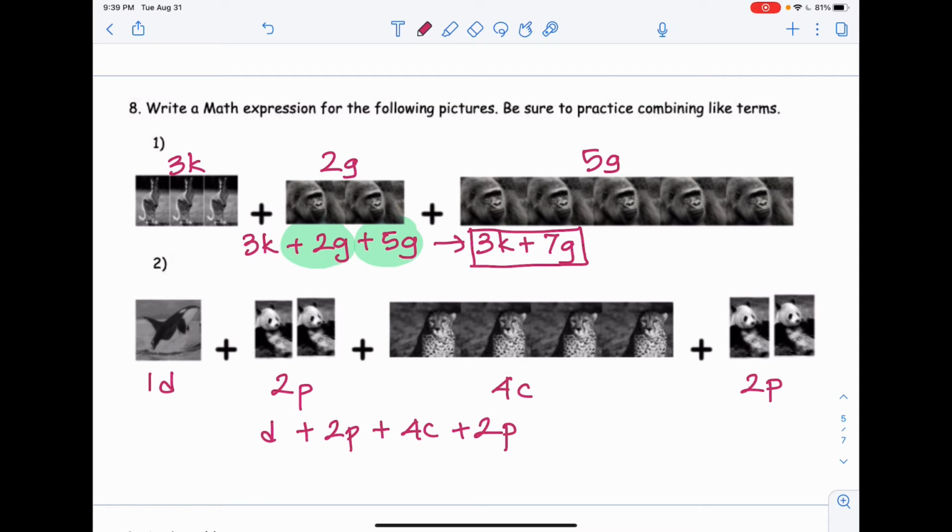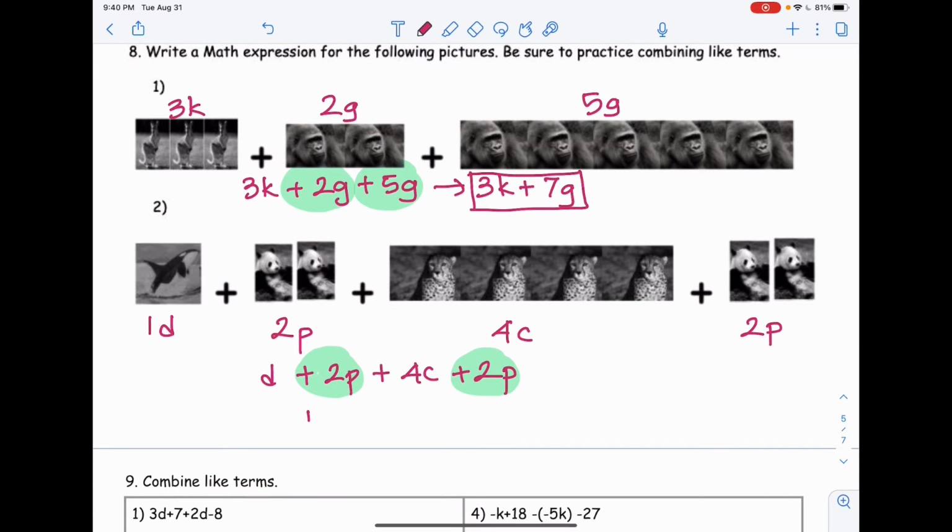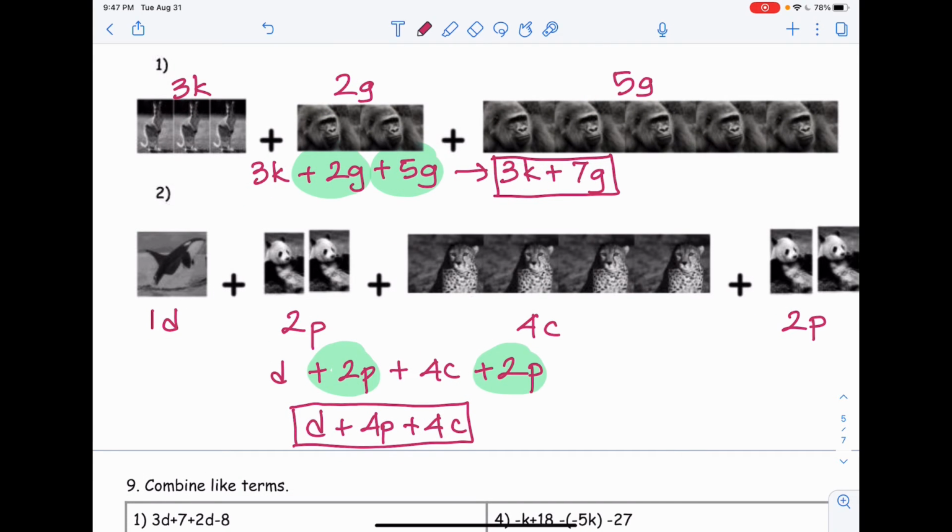Again, let's combine like terms, but let's circle our like terms first. We have 2P here, and then we have another 2P here. So let's go ahead and combine them. D plus 4P, 2 plus 2, if you add the coefficients, will give you 4, plus 4C, which is our final answer. Okay, let's move on to the last section of our warm-up.